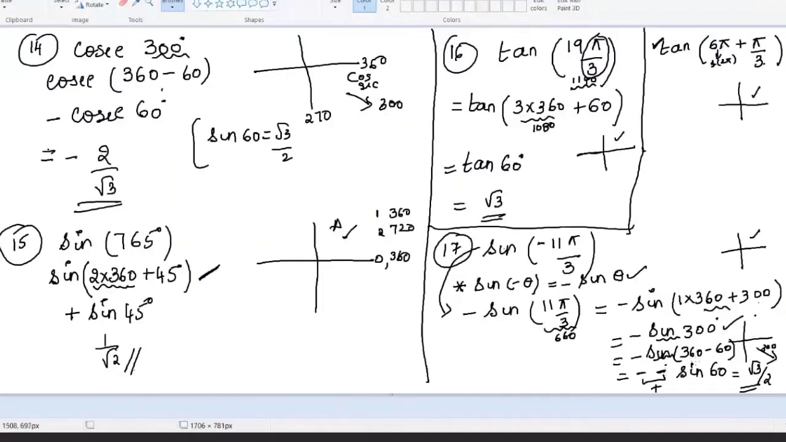Now 360 lies on the sleeping line, no change to cofunction, so sine only continues, and 60, and minus minus become plus. Sine 60 is equal to root 3 by 2.